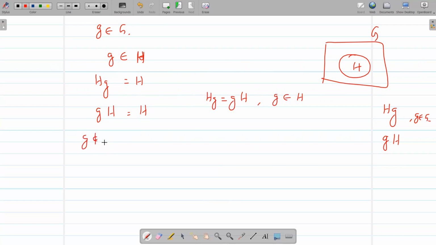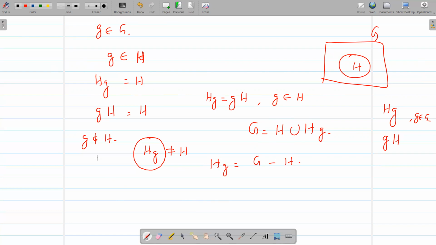ഇനി g H ൽ ഇല്ല എന്ന് വിചാരിക്കുക. g H ൽ ഇല്ലെങ്കിൽ this Hg not equal to H. And Hg is the right coset. Capital G, we know that it is the union of disjoint right cosets. രണ്ട് right cosetsകളെ ഉള്ളൂ, H ഉം Hg. So Hg is equal to G minus H. Similarly, if g does not belong to H, the corresponding left coset gH not equal to H.